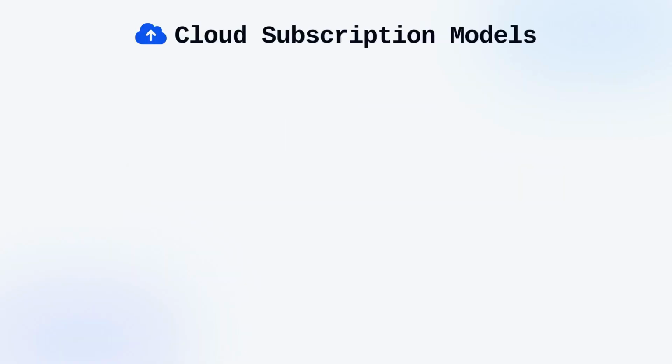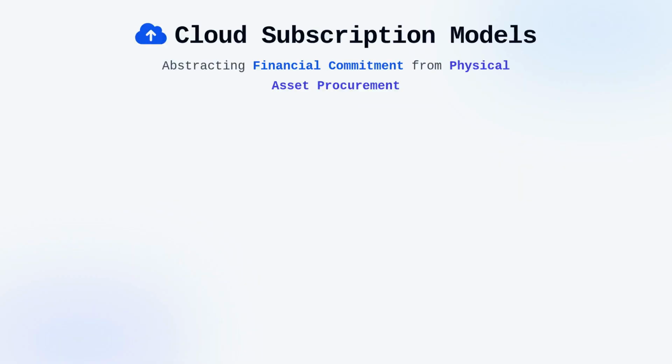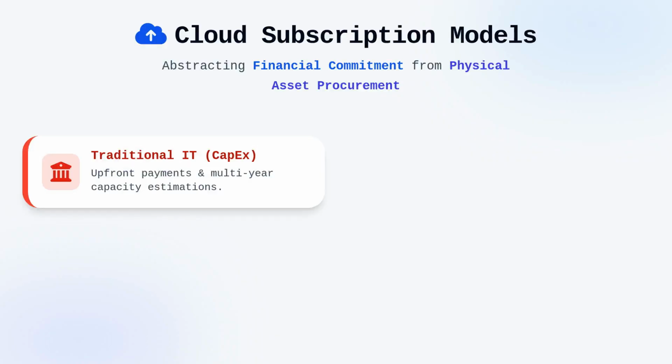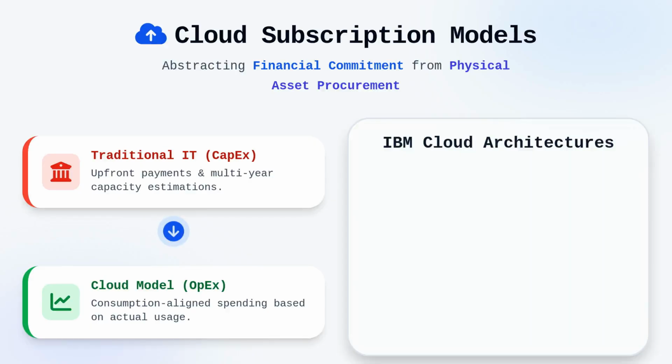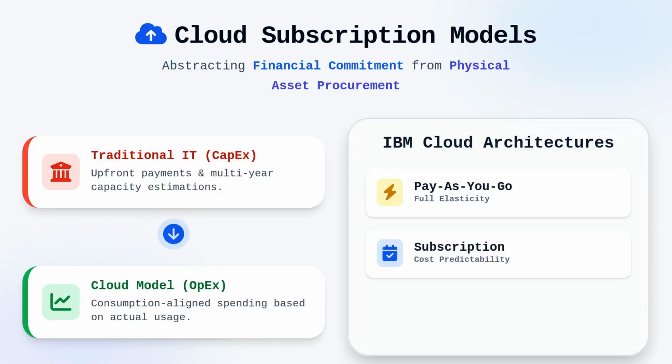When we talk about cloud subscription models, we are really discussing the abstraction of financial commitment from physical asset procurement. In a traditional IT environment, the capital expenditure model dominates, requiring organizations to estimate capacity requirements years in advance and pay upfront. Cloud computing shifts this to an operating expenditure model, where financial consumption aligns more closely with actual service usage. IBM Cloud offers several variations of this, ranging from fully elastic consumption to structured commitments that provide cost predictability.